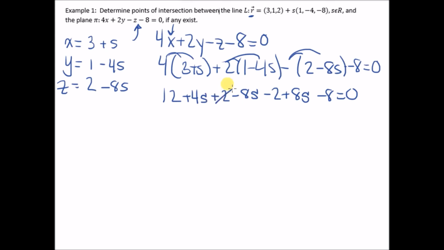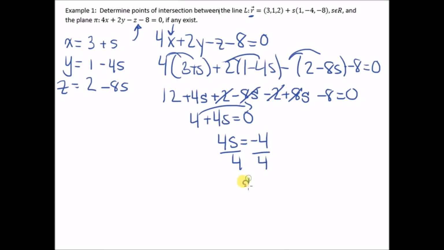This positive 2 and this negative 2 cancel out. This negative 8s and this positive 8s cancel out. So right now we have, what's 12 minus 8? I get 4 plus 4s equals 0. Bring that over: 4s equals negative 4, so s equals negative 1.